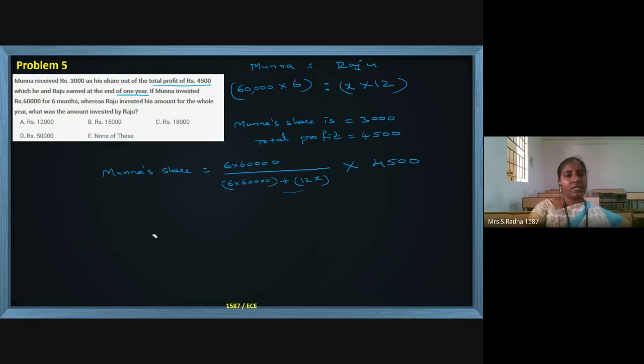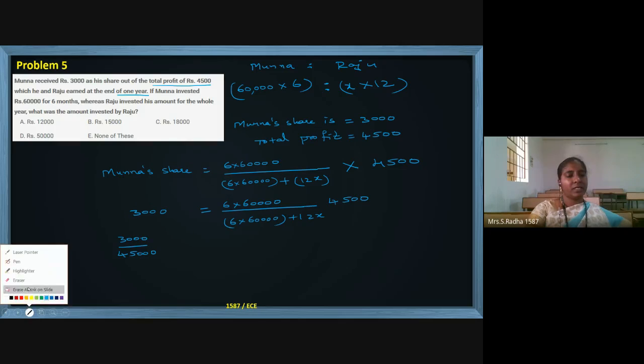And if you see, Munna's share, the value is already given, 3,000. So take it on LHS. His share is 3,000. And on the other side, it is 6 into 60,000 divided by 6 into 60,000 plus 12x, into 4,500. If I take that 4,500 to the left side, and simplify this, what will happen?